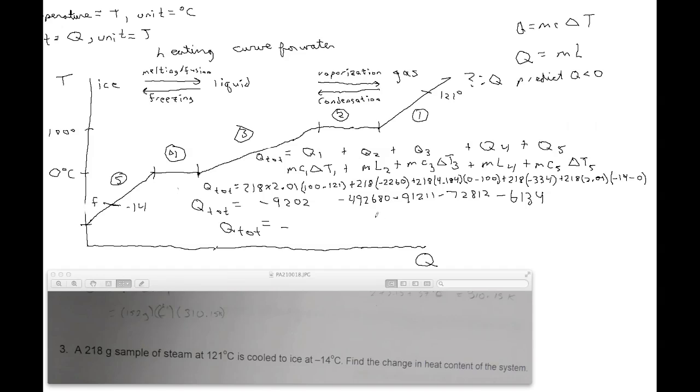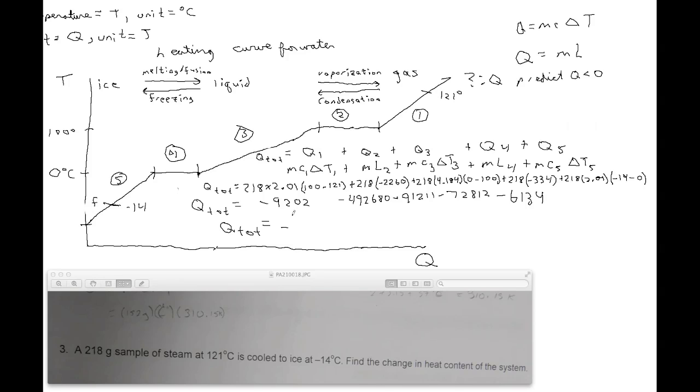I don't think that was just a rounding mistake. So let's go through that again. What's the calculation you did on that last step? 218 times 2.01. Oh, you did all these calculations all over again? It seems like you could just use the total Q. So this number is correct. Tell me again the calculation you did to find the total Q. Total Q is the sum of all the Q's, so negative 9,202, plus a negative 492,680, plus a negative 91,211, plus a negative 72,812, plus a negative 6,134. Oh, looks like maybe I was the one that made the mistake.